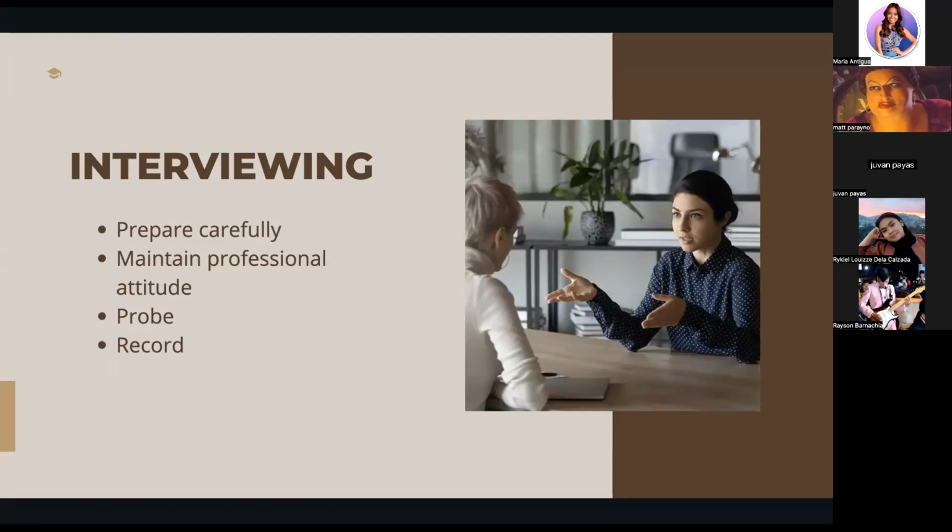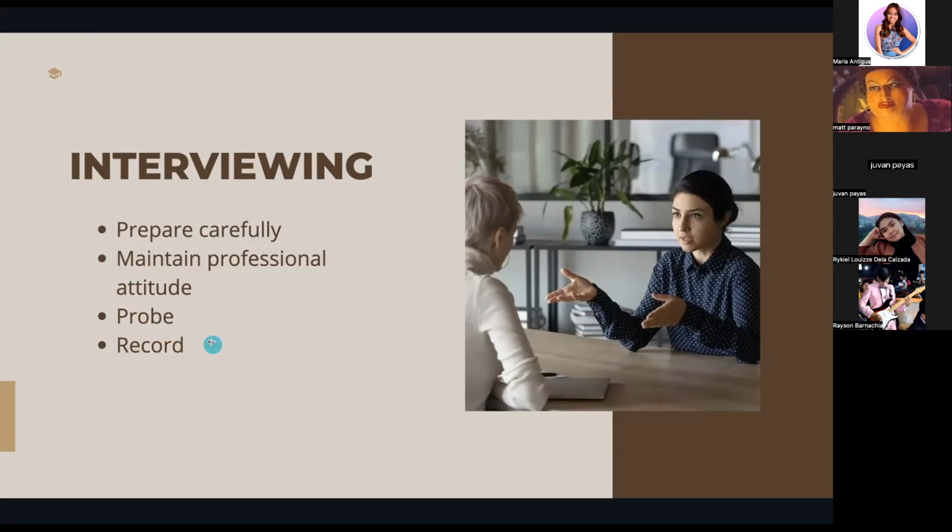Otherwise, we might have missed some important information that we could have asked in the first place. Okay, we also have to maintain a professional attitude. No, it's not a talk show. So you have to remember it's not a talk show. That's why you have to maintain a professional attitude when interviewing.